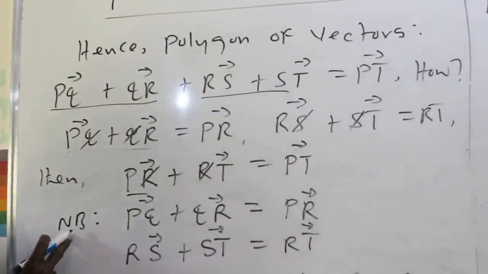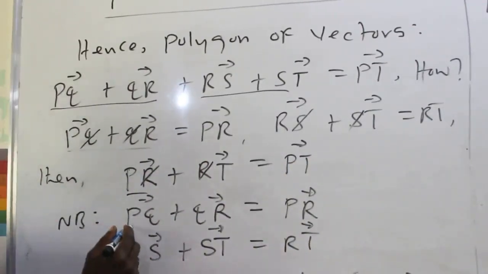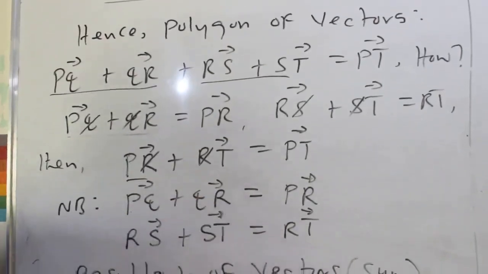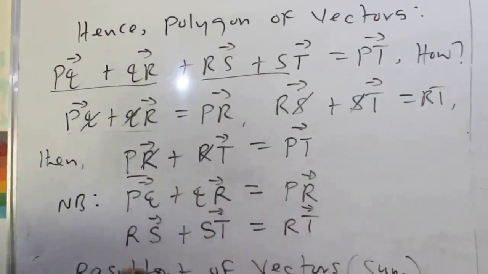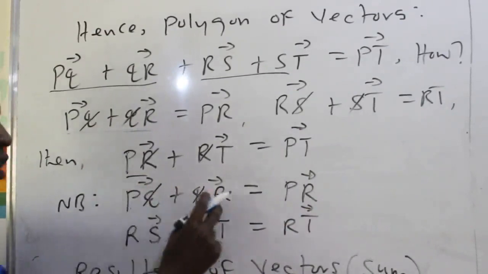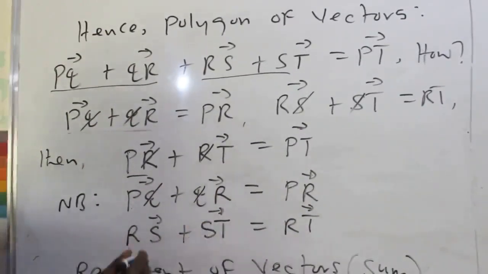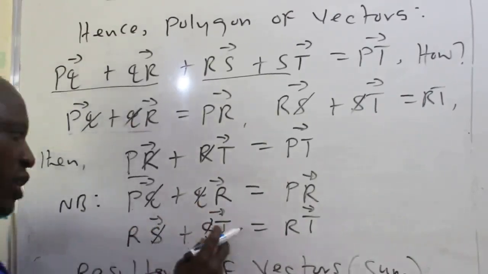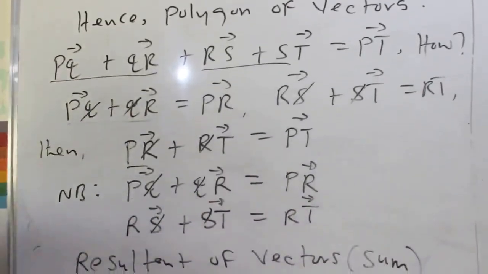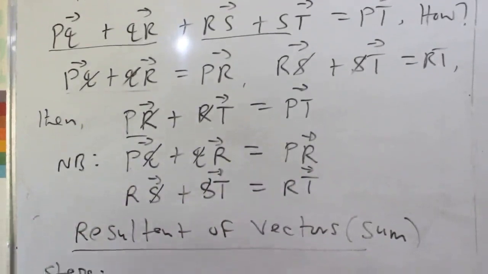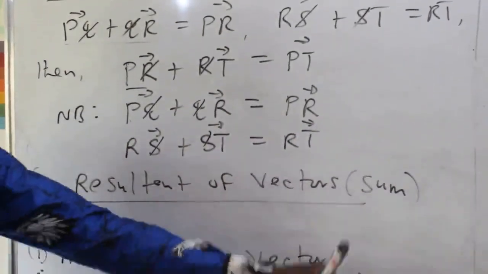Now, note very well, vector PQ plus vector QR is the same thing as PR. How? Q cancels Q, so you are left with PR. Vector RS plus vector ST, S goes with S, so you are left with RT. Now, we have resolution of vectors.